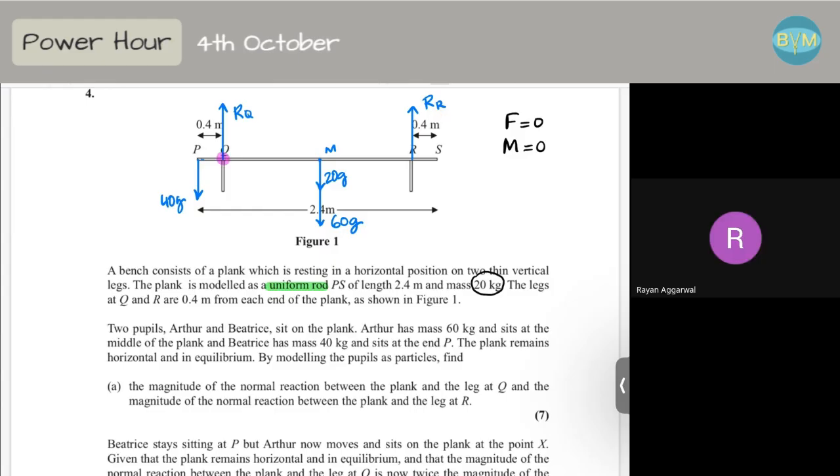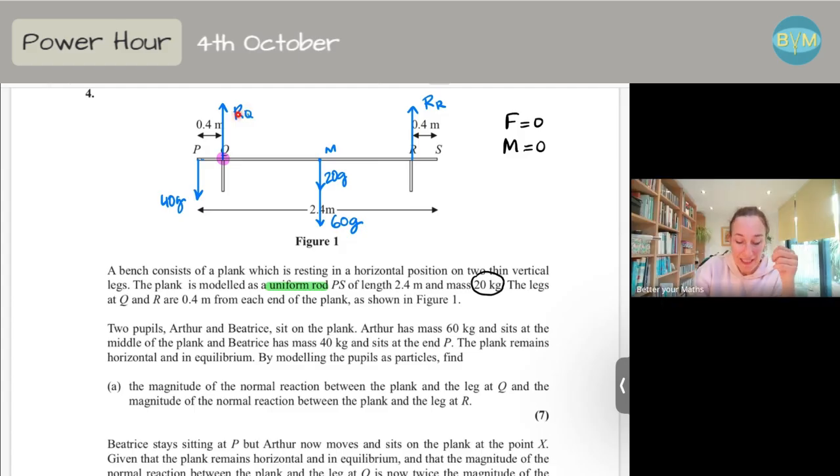Because then you can get rid of RQ. Exactly. If I take moments about Q, this won't be in my equation. I have only one unknown and I can find it straight away. If you take moments about another point, then you will have two unknowns, which is okay because we can solve simultaneous equations, but the simpler you get the equations, the better.